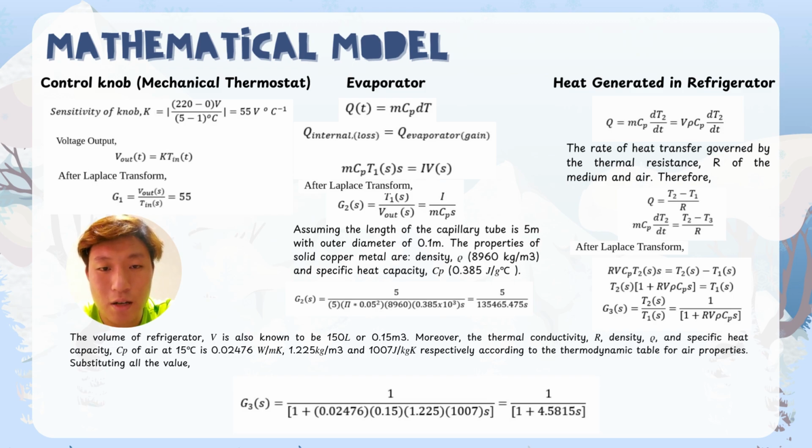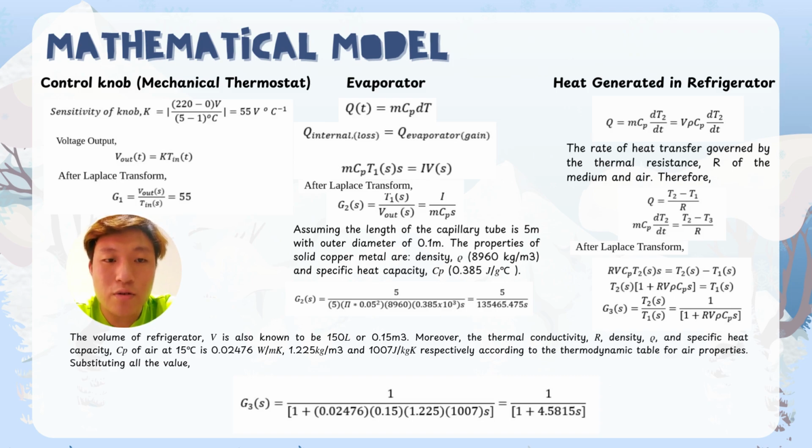We know that Q = MCp dT, and the Q internal loss is equal to the Q evaporator gain. Therefore, we'll equate the two equations together and we'll get MCpT = IV. After doing the Laplace transform, we'll get G2 equals 1 over MCpS. By the assumption before, the length of the capillary tube is 5 meters with an outer diameter of 0.1 meter, and the properties of solid copper metal with a density of 8,960 kilograms per meter cubed and a specific heat capacity of 0.385 joules per gram degree Celsius, we'll get G2(s) equals 5 over 135,465.475 S.